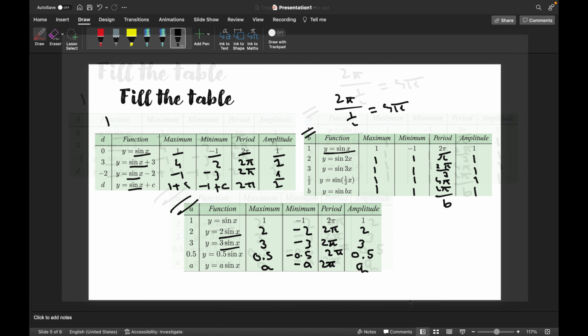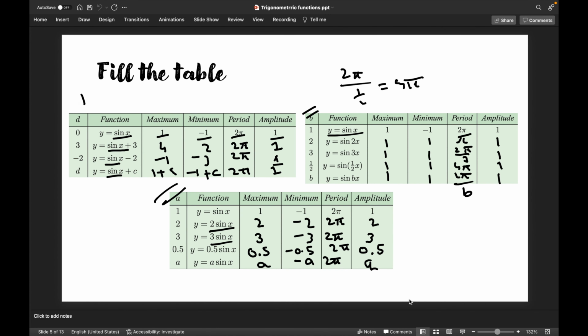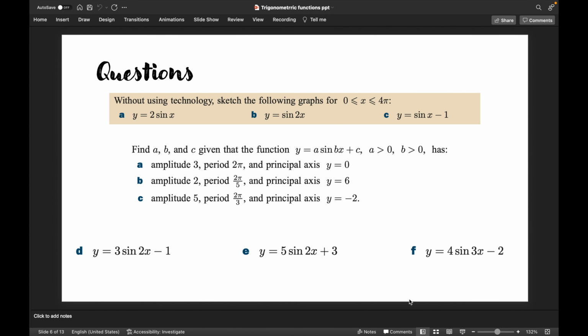So now we've filled the table. Now let's solve a few questions. The first one states the following. Without using technology, sketch the following graphs between 0 and 4 pi.